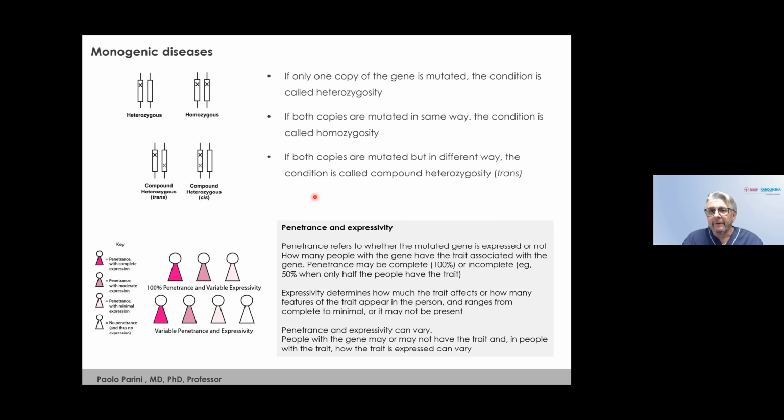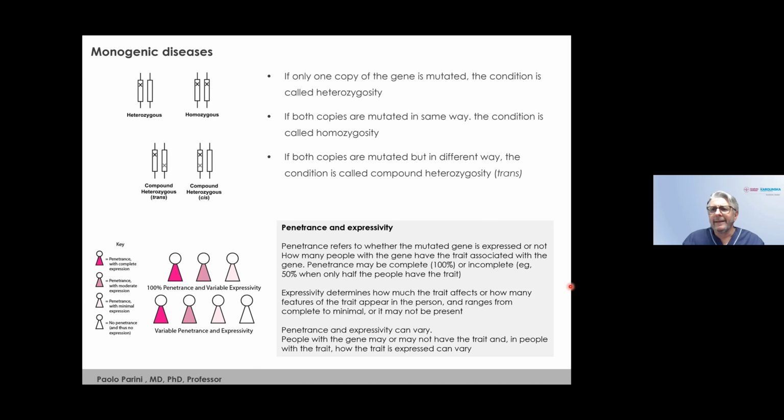Then we have other concepts. One is called penetrance, and one is called expressivity of the gene mutation. The penetrance refers to whether the mutated gene is expressed or not. How many people with the gene have the trait associated with the gene? If all the persons that are affected by the monogenic disease have that trait, it means that the penetrance is complete. If only 50% of those have it, it is 50% penetrance, for instance.